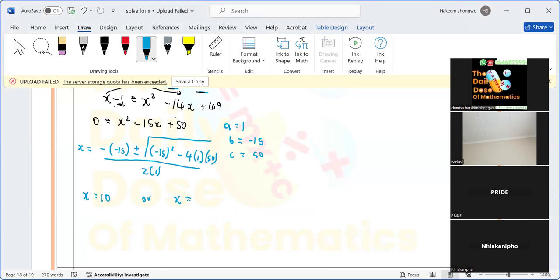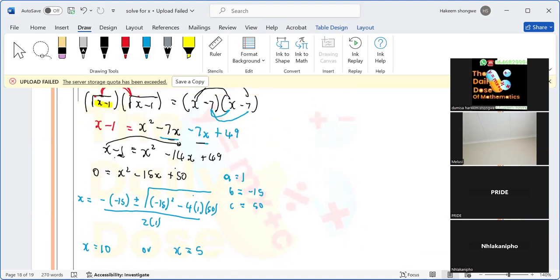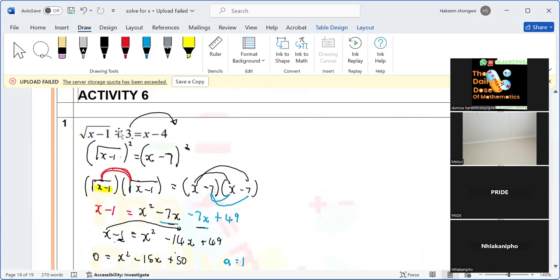Okay, now remember, we said just because there's a root, you don't do this anywhere else. You do it only if there's a root. Because there's a root, what you're going to do now is check the two answers that you got. The one is 10, the other one is 5. Let's start with the 10. I'm going to put 10 here. There's an x, I put 10. There's an x here, I put 10.